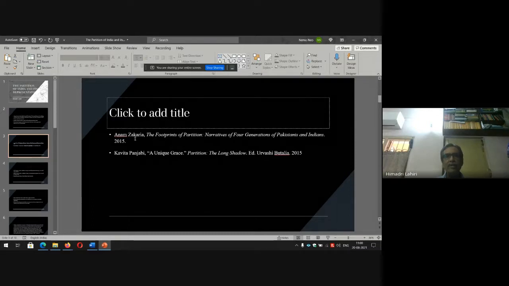And Kavita Punjabi says that in the context of new times, this friendship is important. For the new generation, the friendship is important. So in many tales, you will find narratives of such friendship. These narratives you won't find in the first generation narratives, either literary or historical.